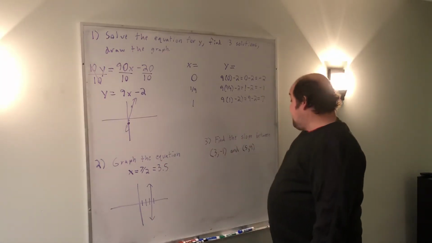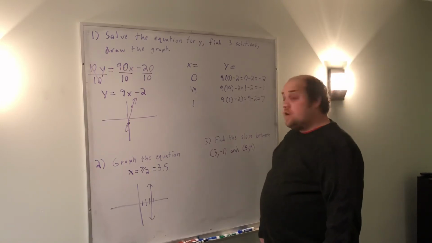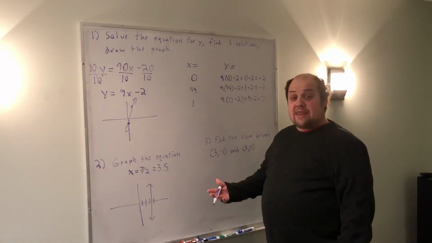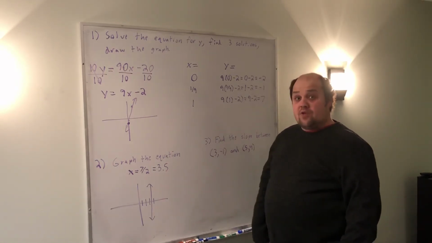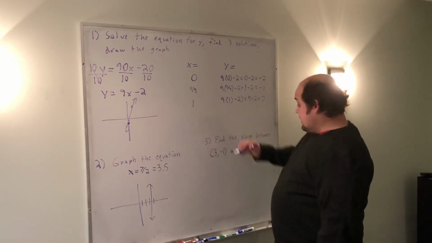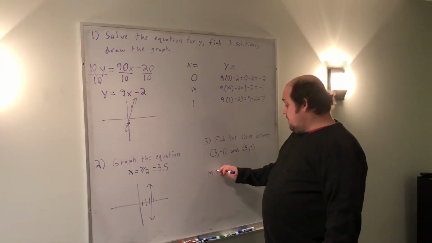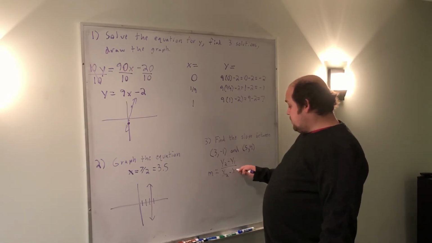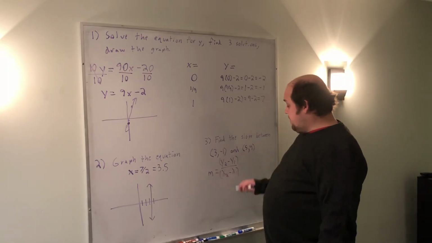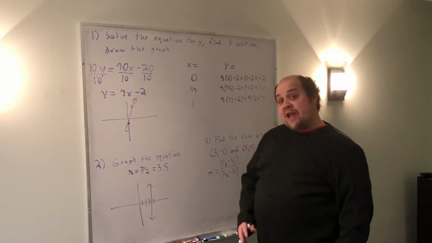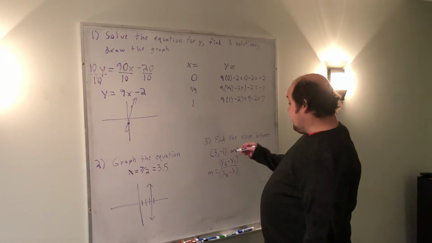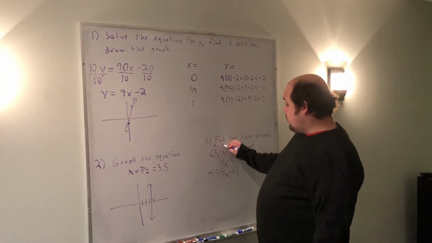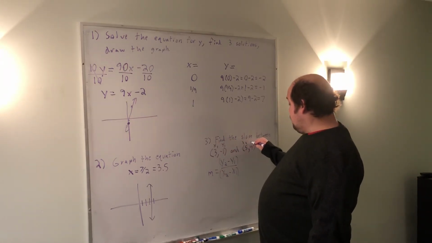Number 3 asks me to find the slope between 3, negative 1 and 5, 4. This is a formula I think you should have at the ready in your notes when you get to this part of the final. Basically, it tells you that your slope m equals y2 minus y1 over x2 minus x1, where both of these happen in parentheses so that I do that subtraction before the division. If I label my points, this would be x1, y1, x2, y2.